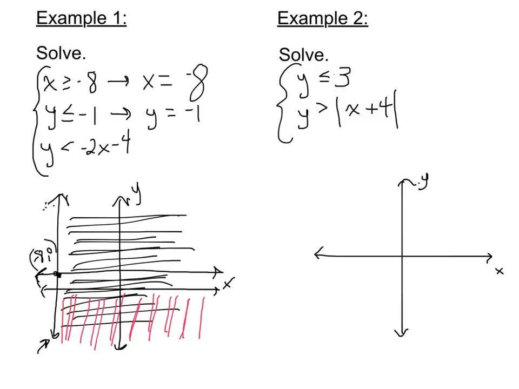Next up, we have y is less than -2x minus 4. So I will plot that line. There's my y-intercept down here at 0, -4.